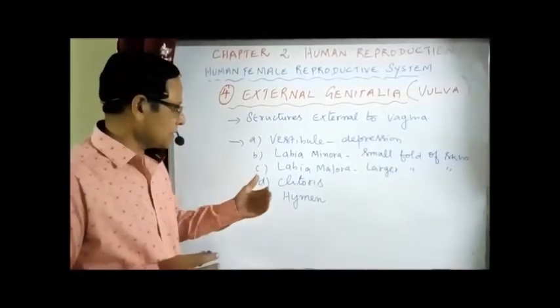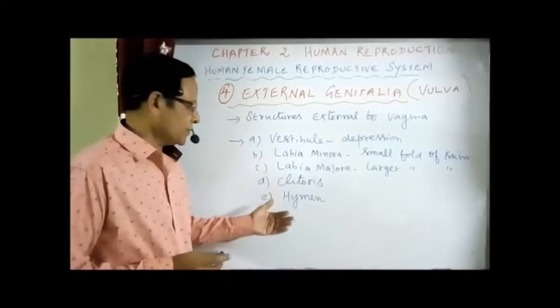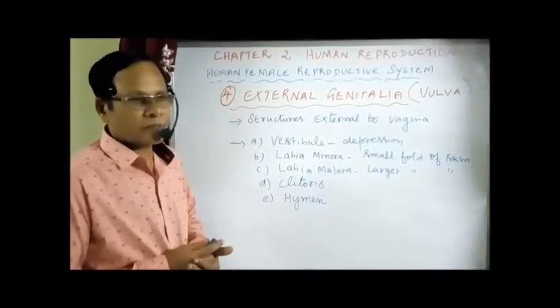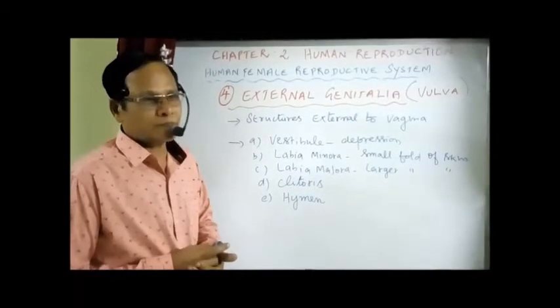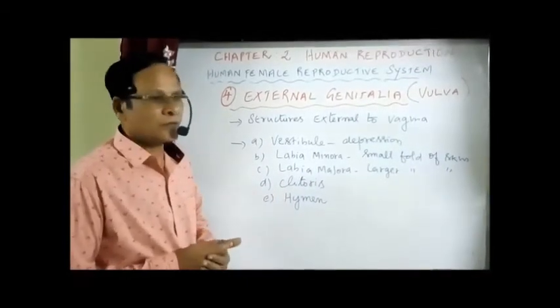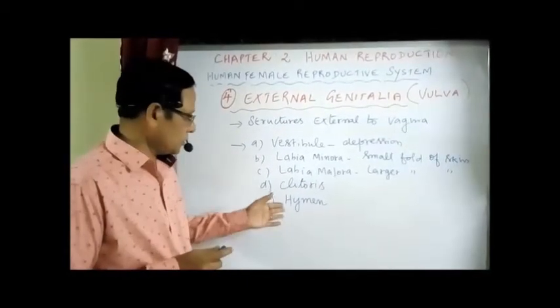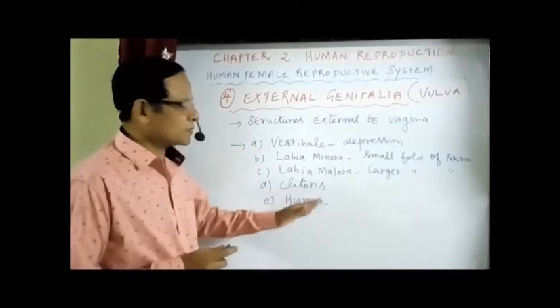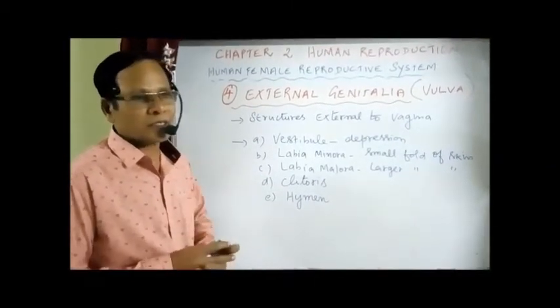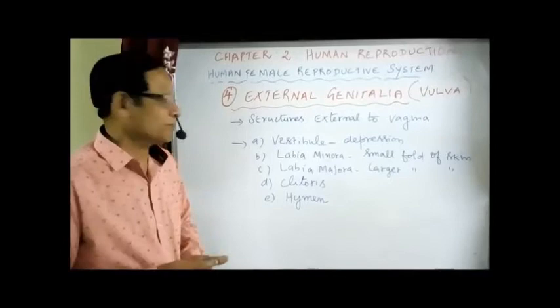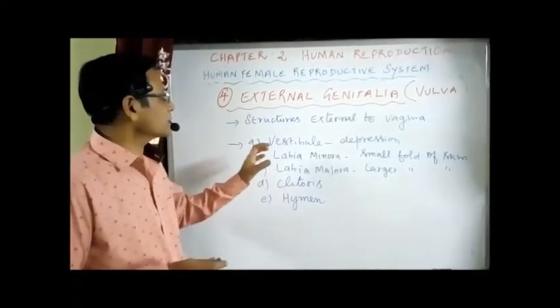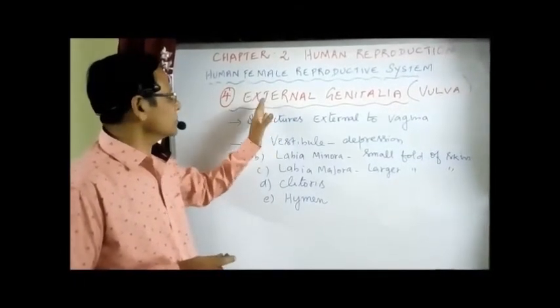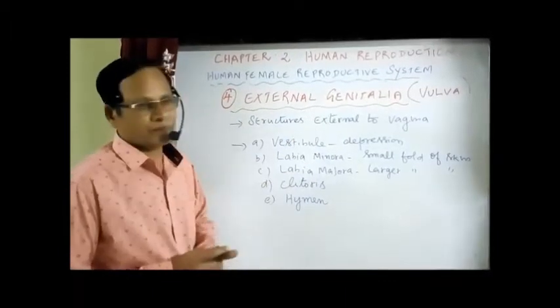In the past, they had the opinion that if the hymen was present, the female was a virgin, and if the hymen was absent, the female was not a virgin. But now, the presence or absence of hymen is not an indicator of women's virginity. So that's about the structures external to the vagina that together form the external genitalia.